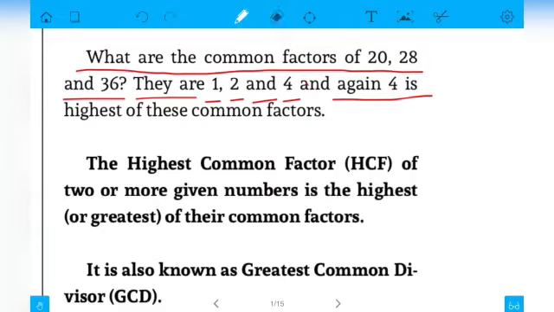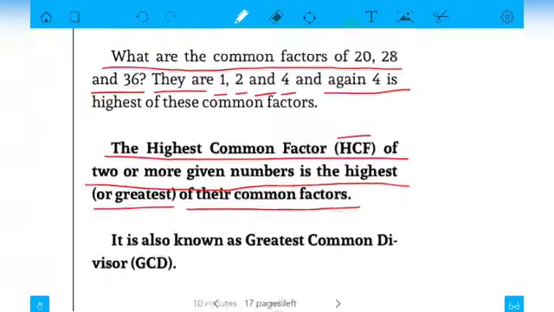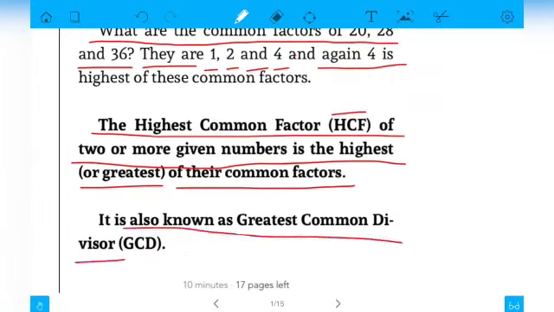What are they saying? The highest common factor, that is HCF, of two or more given numbers is the highest or greatest of their common factors. It is also known as GCD, that is greatest common divisor. Why is it known as greatest common divisor? Because it is the greatest factor which can divide the given numbers.